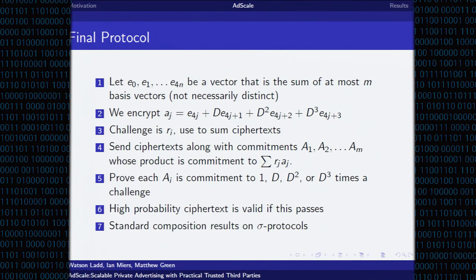To prove that we actually have a protocol that proves what we wanted to, we use some standard composition results on serial composition of sigma protocols, plus a little bit of arithmetic showing that if you have a sum of a bunch of numbers, you have an inner product with a random vector, and its value is of this form, then chances are that you're a correctly formed vector.